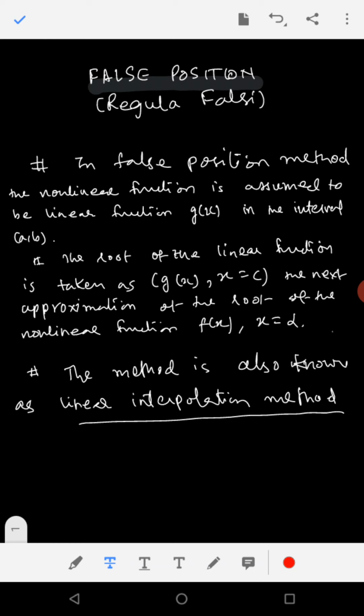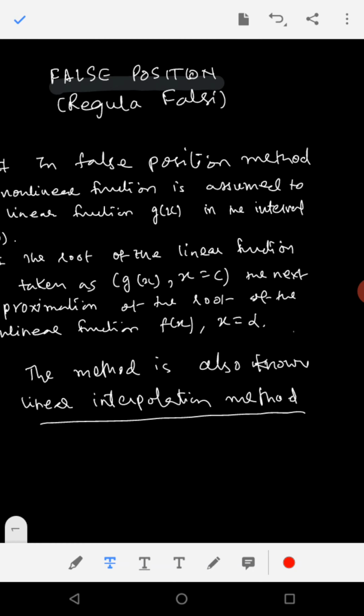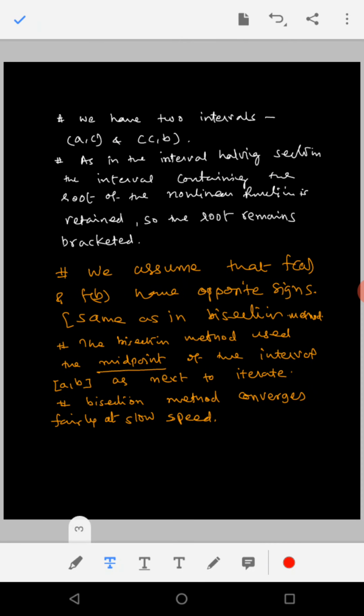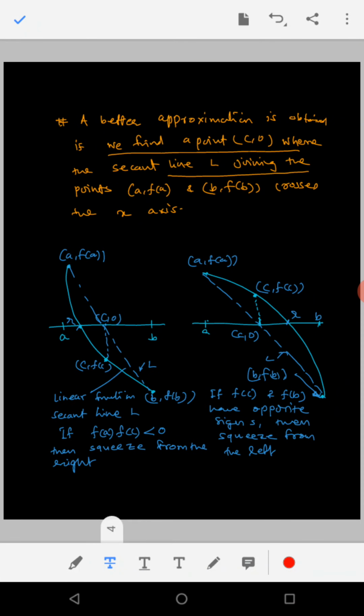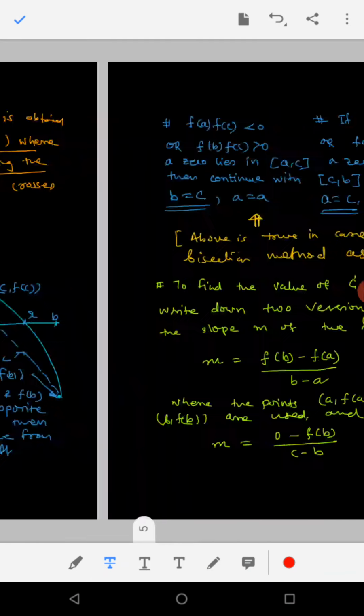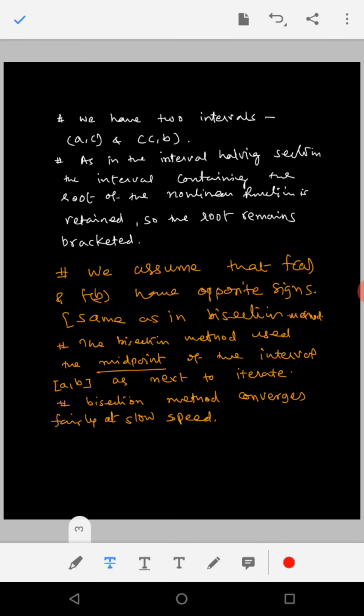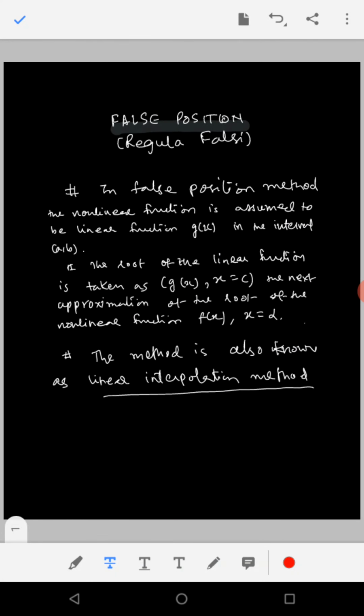Now we are going to learn another method. See, the bisection method requires a large number of iterations, and it is not a very efficient method. So we are going to learn the false position method, which is named regula falsi.